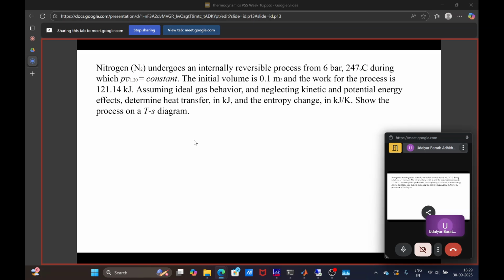So we have nitrogen and the process equation is given, which is PV raised to power 1.2 equals constant, and it has also been said that it is an internally reversible process. The initial condition is 6 bar and 247 degrees Celsius and the initial volume is 0.1 meter cube. The work done is also given, which is 121.14 kilojoule. So we need to find out the heat transfer and the entropy change, and also plot it in a TS diagram.